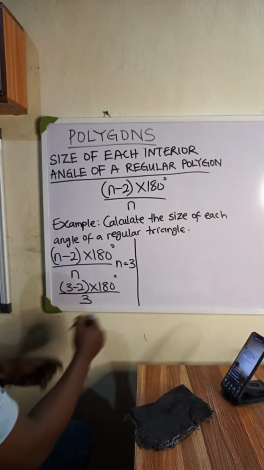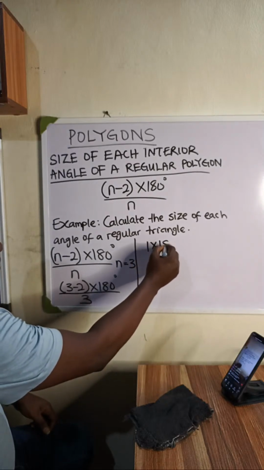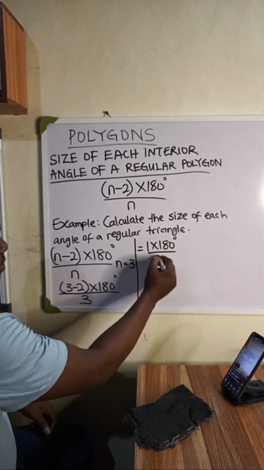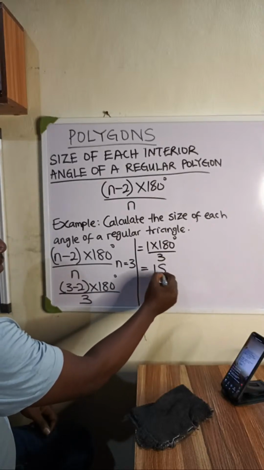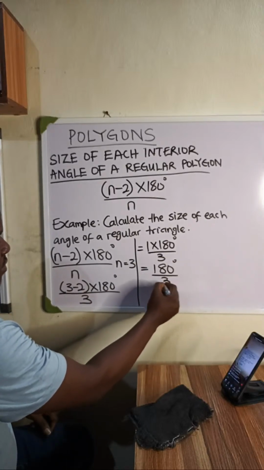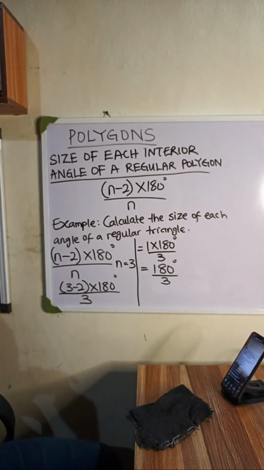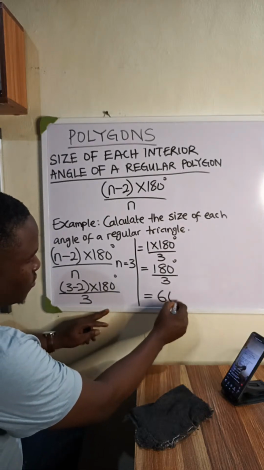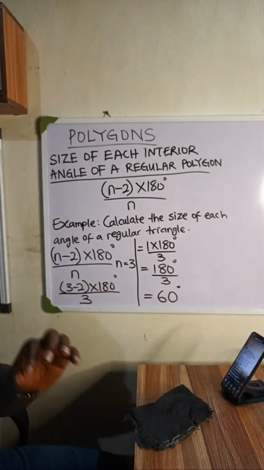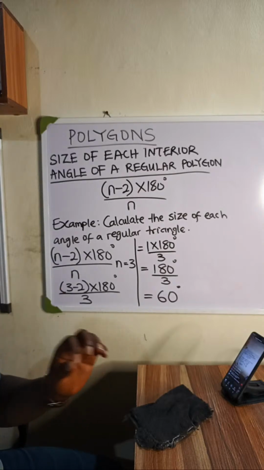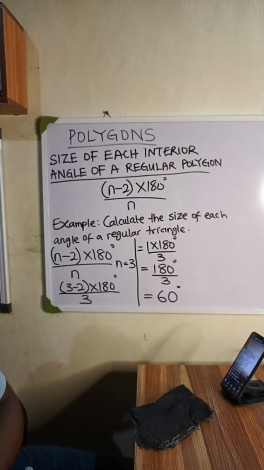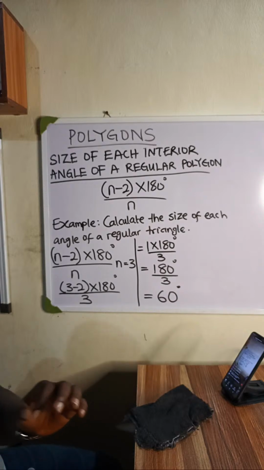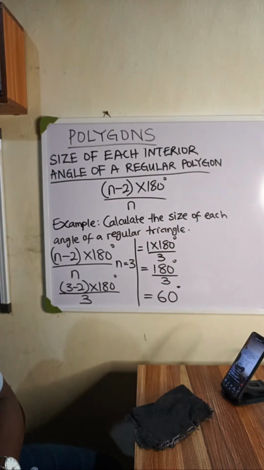So 3 minus 2 gives us 1. So we have 1 times 180 degrees all over 3. This will give us 180 degrees all over 3. So 180 divided by 3 is going to give us 60. That means each angle of a regular triangle is equal to 60 degrees. The size of each angle of a regular triangle is equal to 60 degrees.